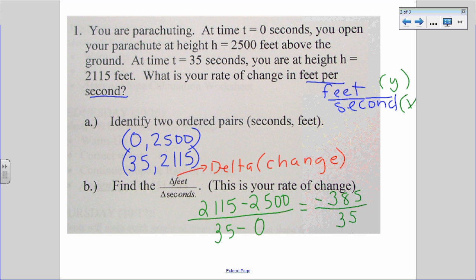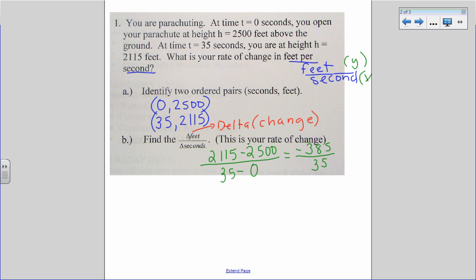Negative 385 divided by 35. And what do we get for that? Negative? I got negative 11. Oh, okay. So ladies and gentlemen, we have a slope of negative 11, but it needs to be labeled. And the awesome thing is I told you what your label is going to be.